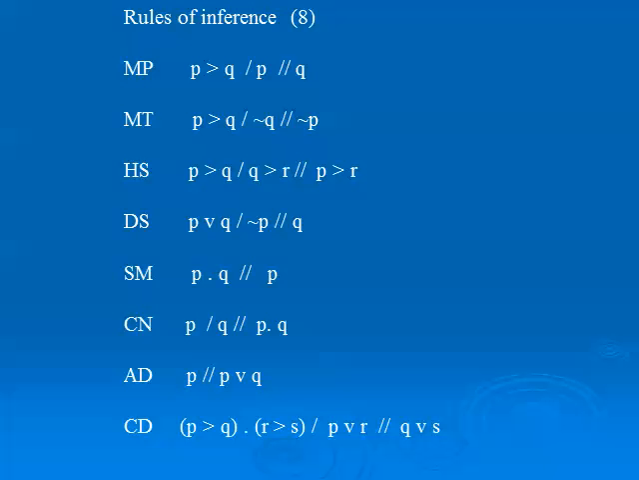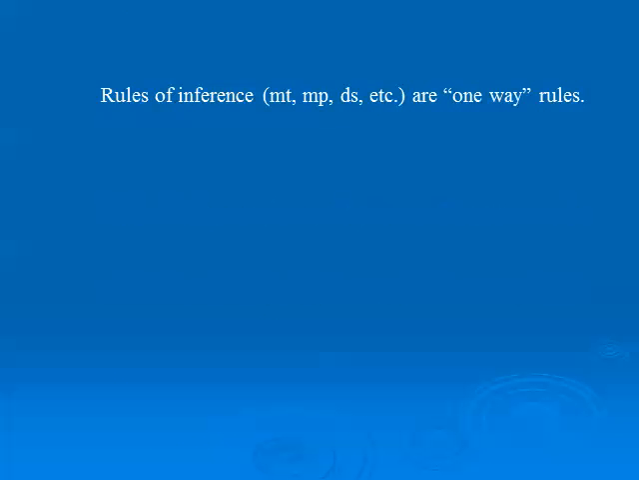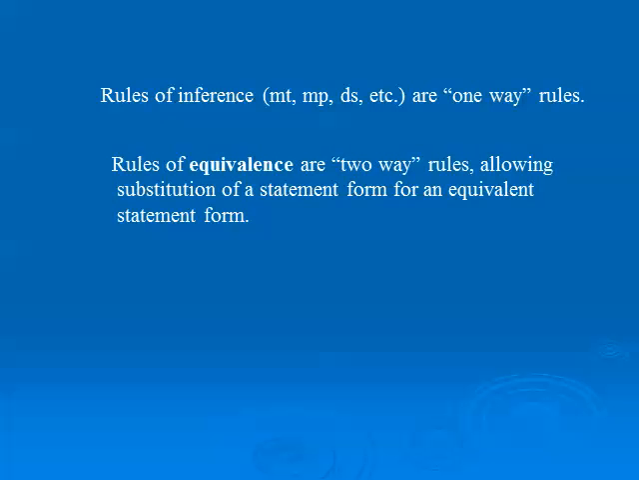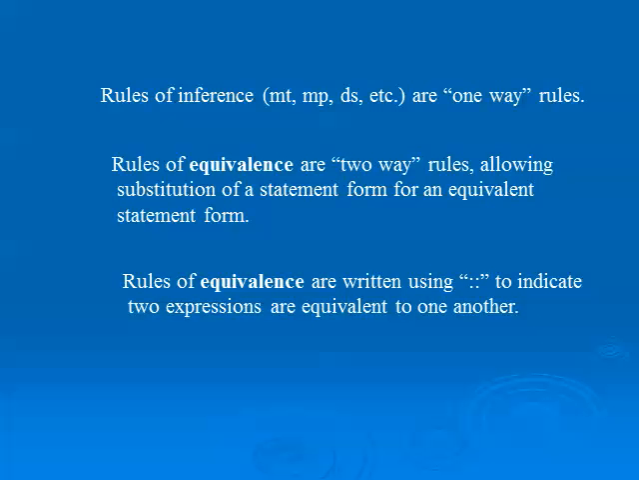Here are the rules of inference, all laid out at once. These are one-way rules, that is, you take 2 premises or one premise and you can get to a third thing or a second thing that's new. Now we're going to talk next about rules of equivalence, which are 2-way rules that let you take one form and substitute another form for it, and vice versa. They are written using the double colon to indicate 2 expressions are equivalent to one another. That'll be part 3.